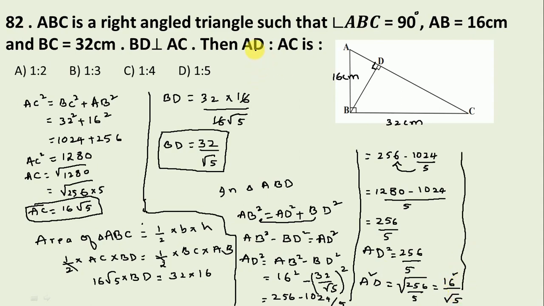We have to find AD is to AC. AD is 16 by root 5 and AC is 16 root 5. So we can write AD divided by AC is equal to 16 by root 5 divided by 16 root 5. We take 1 here: 16 by root 5 into 1 by 16 root 5.